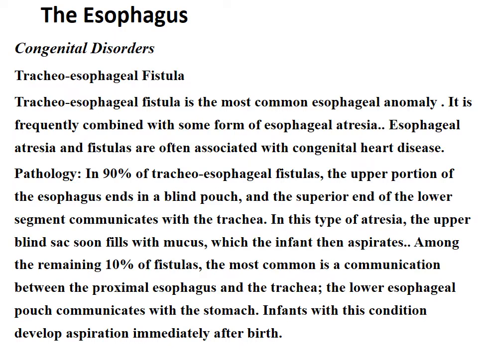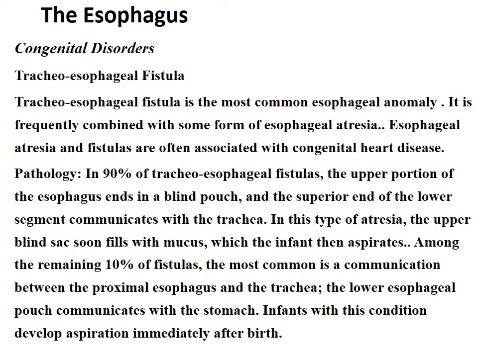What is meant by a fistula? A fistula is a connection between two surfaces, between the skin and an internal organ, between external surface and internal surface, or sometimes between two internal surfaces of different organs. Tracheoesophageal fistula is the connection. It is the most common esophageal anomaly and is frequently combined with some form of esophageal atresia.